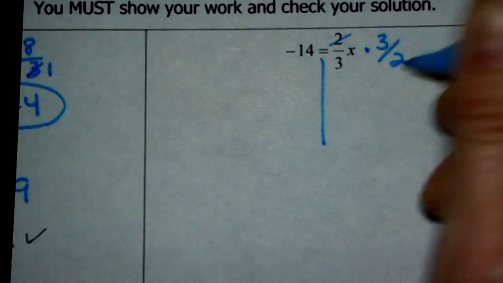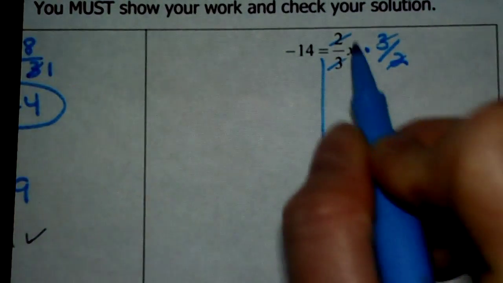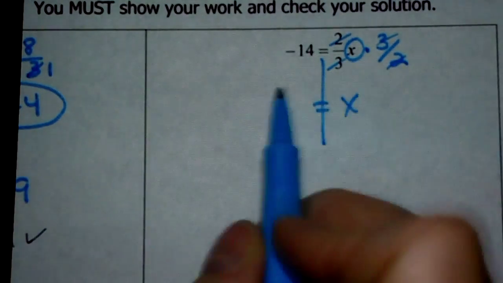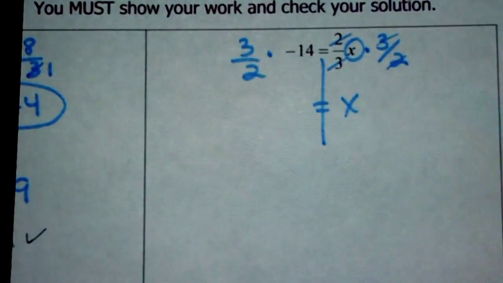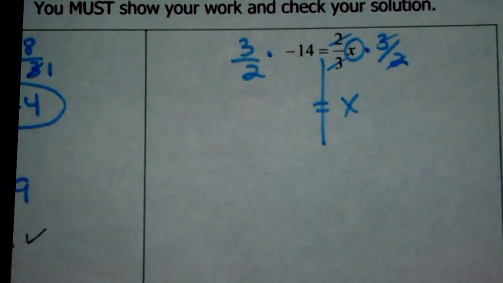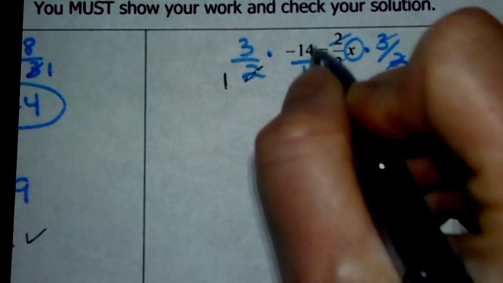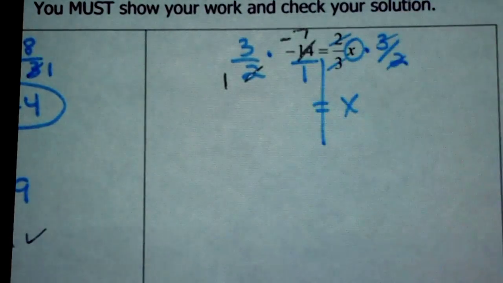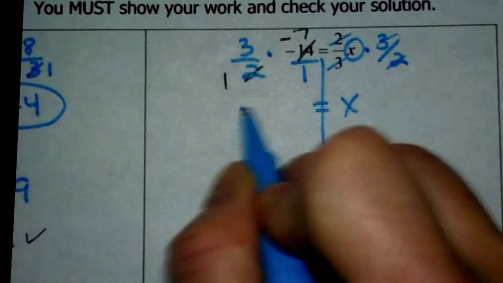When you take the 2/3 times the 3/2, you get 1. X is left by itself. If you multiply this side by 3/2, then you need to multiply this side by 3/2 as well. And when you do that, again, you have a whole number. Put a 1 under it. I see I can cross cancel this 2 and negative 14. 2 goes into 2 once. 2 goes into negative 14 negative 7 times. And when we take 3 times negative 7, we get negative 21.